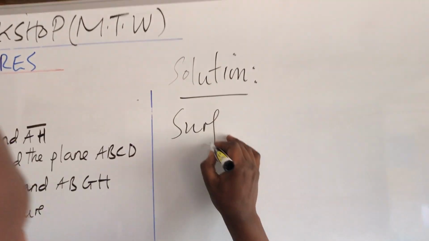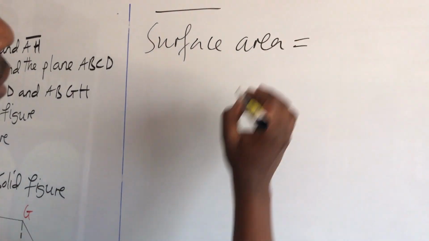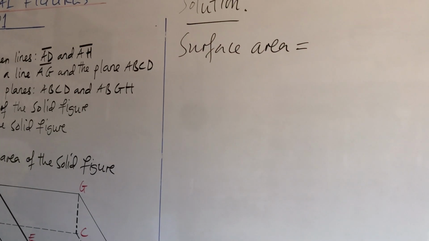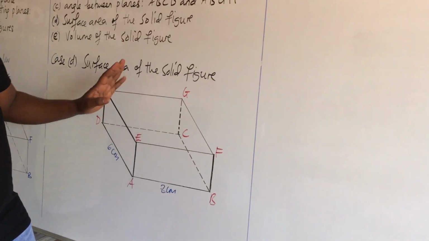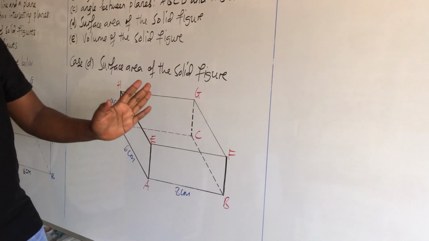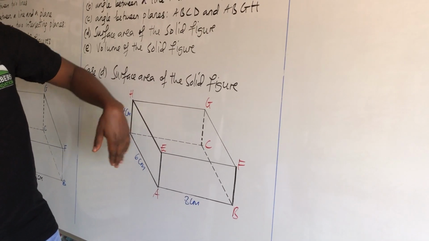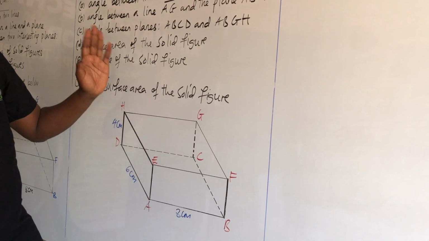Surface area is given by, now the faces, you can see we have 2 pairs of faces which are equal. The front and the back, the sideways sides, the faces are the same, and the top and the bottom, which are the bases, which are congruent and parallel.